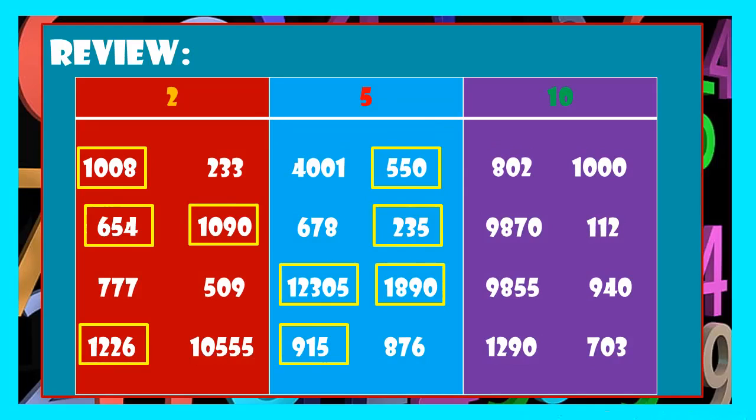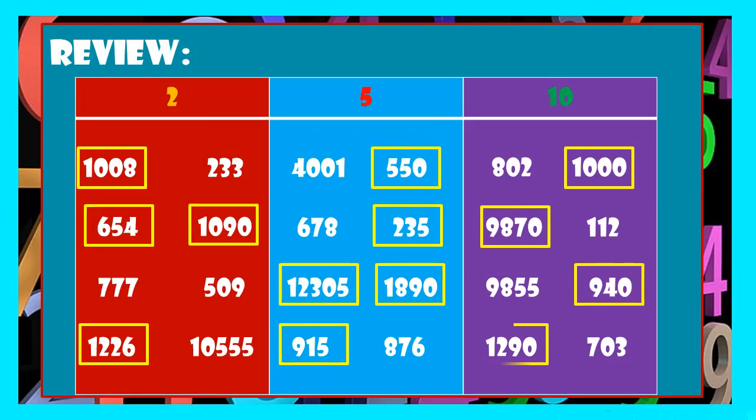What about 10? What are the numbers that are divisible by 10? 1000. What else? 9,870, 940, and 1,290. So why are these numbers divisible by 10? Numbers are divisible by 10 if the last digit is 0. So since the numbers are ending in 0, these numbers are divisible by 10.